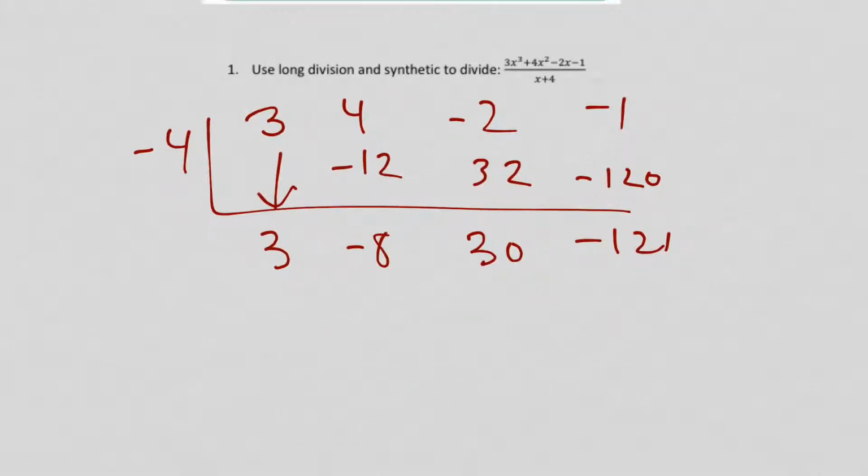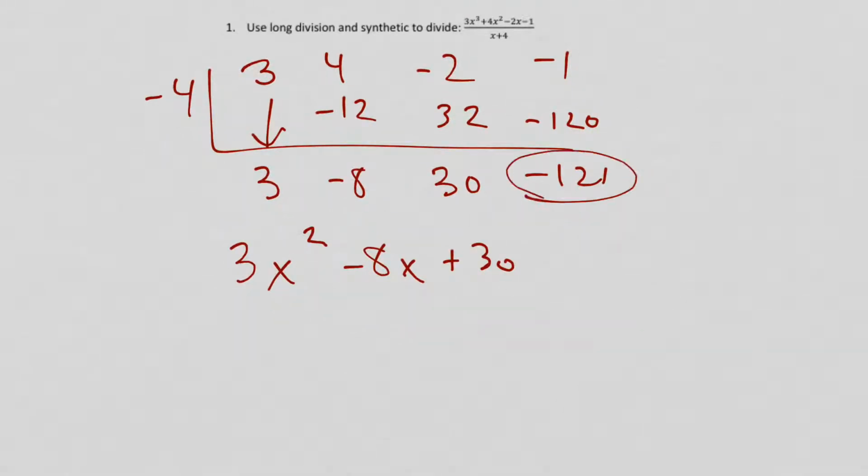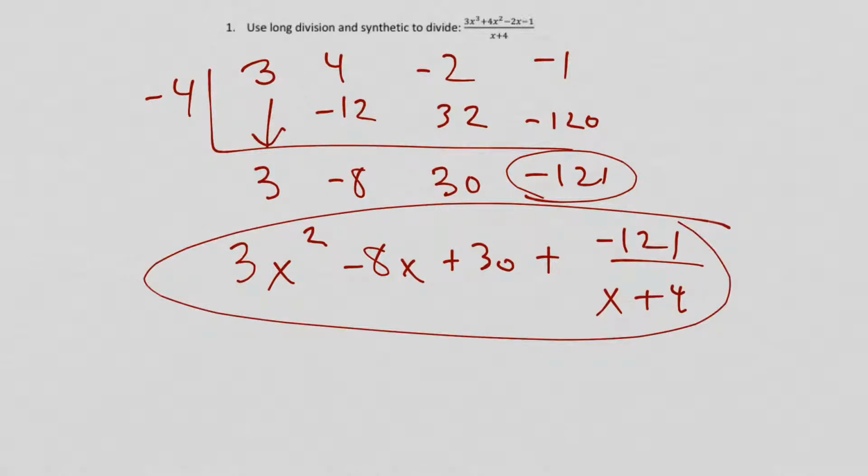And so this is your answer. These are the coefficients to your answer. Now all you got to do is put on the right amount of x's. So I'm going to put 3x, but not cubed. I'm going to put 3x squared. Then minus 8x, then plus 30. And this last number here is your remainder, plus negative 121 over x plus 4. And that's your answer. Very quick, very easy.